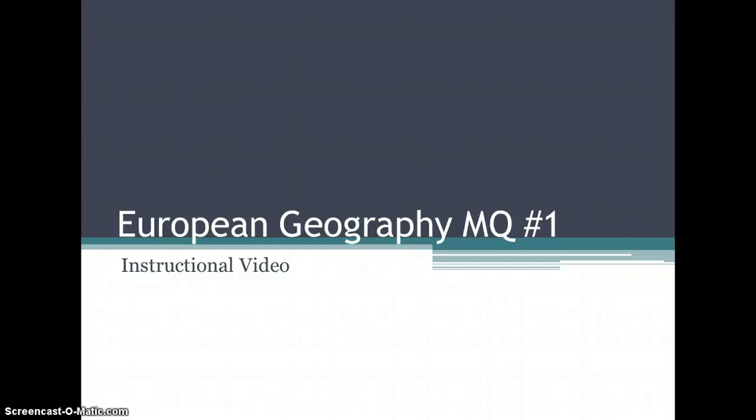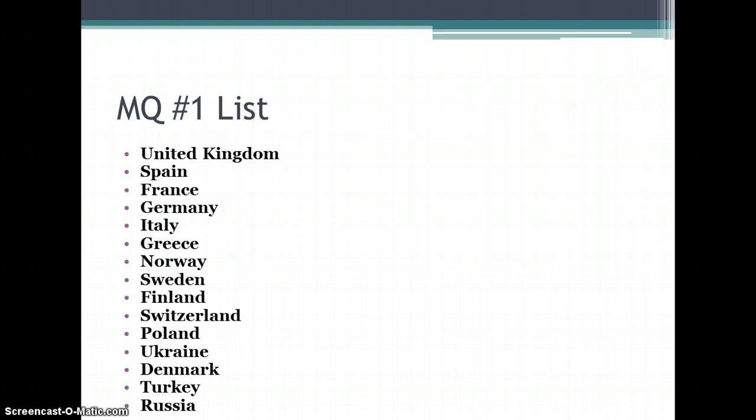Hello students. Today we're going to be looking at European geography. In particular, we're going to look at the countries for your first map quiz. The first thing we're going to do is look at our list. It is important for you to look at these words and notice differences in spelling and pronunciation. I'm going to pronounce each of these words and you can feel free to pronounce them along with me.